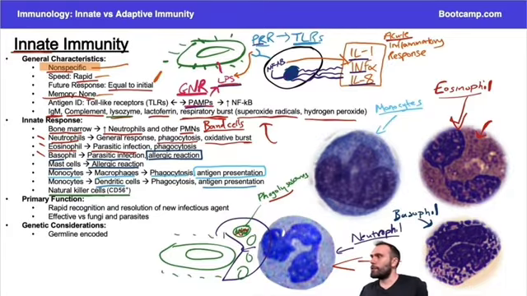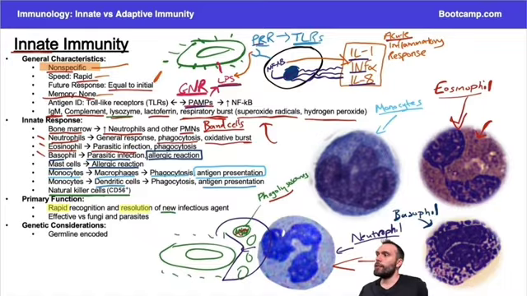So we won't go into too much detail on that here. But again, all of this is part of your innate response and checks a lot of the boxes that you see up here. So just to recap this, the primary function here is rapid. That's important. It's a very rapid recognition and hopefully a resolution of some new infectious agent.